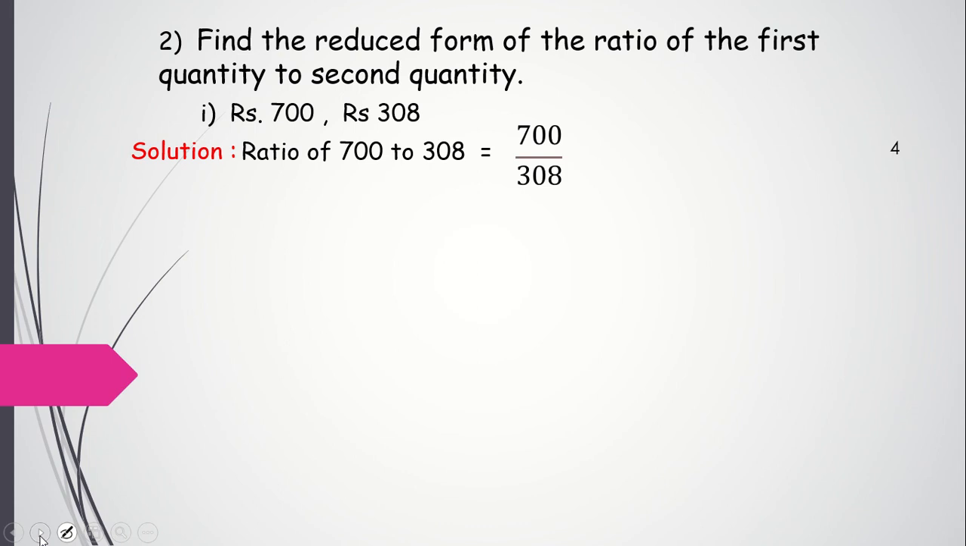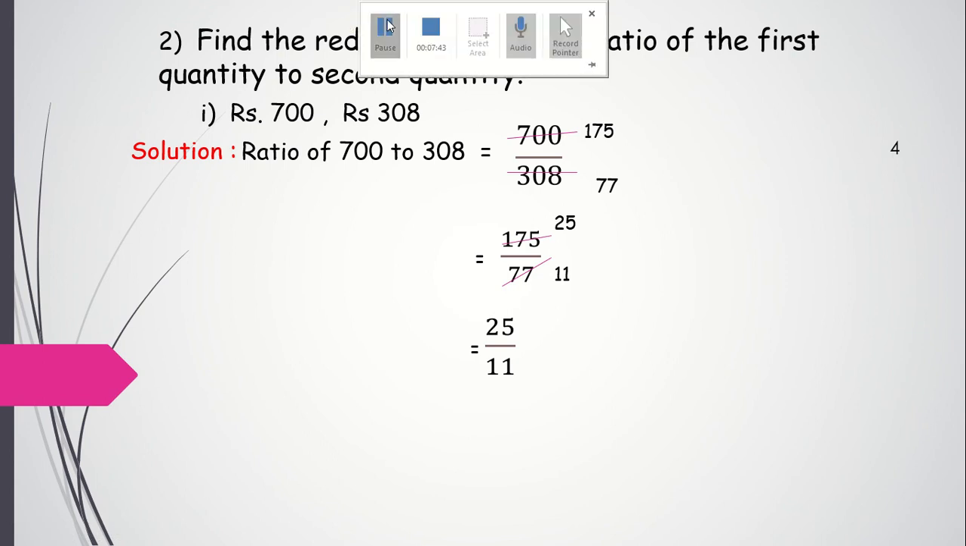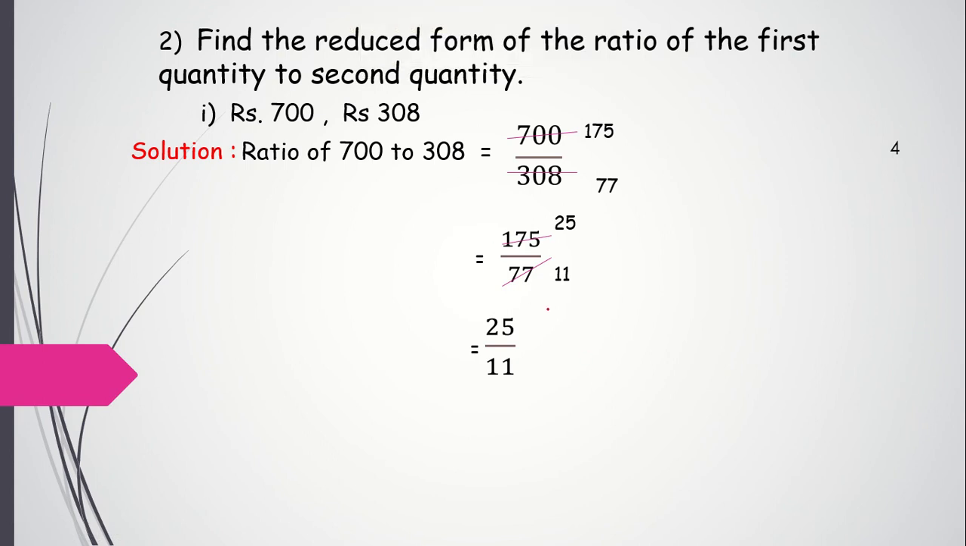So ratio of 700 to 308, both are divided by 4. 4 ones are 4, 5 6 7, 3 will remain, 4 sevens are 28, then 4 5s are 20, and here I get 77. Then both are further divided by 7, and we get 25 upon 11. So reduced form is 25 is to 11.